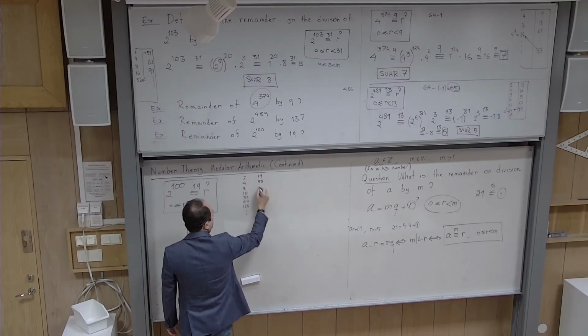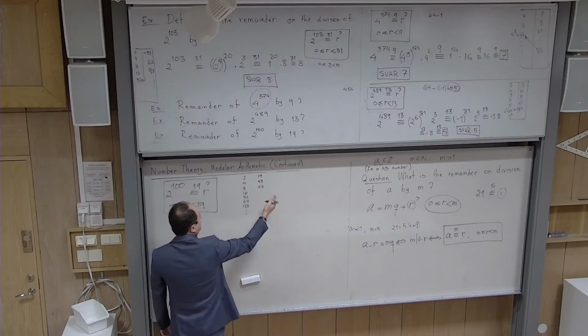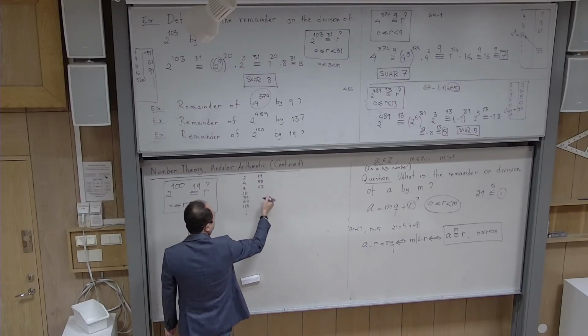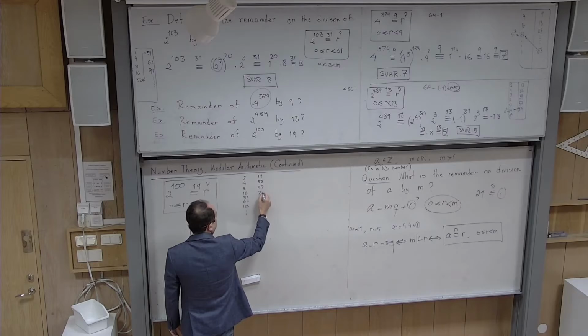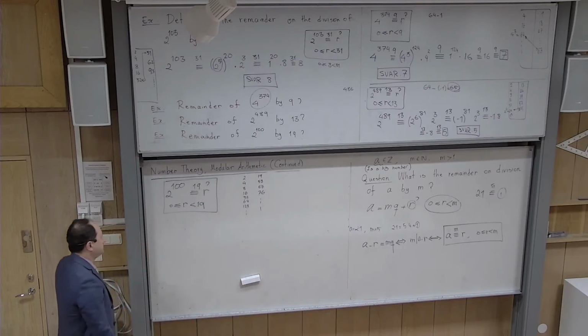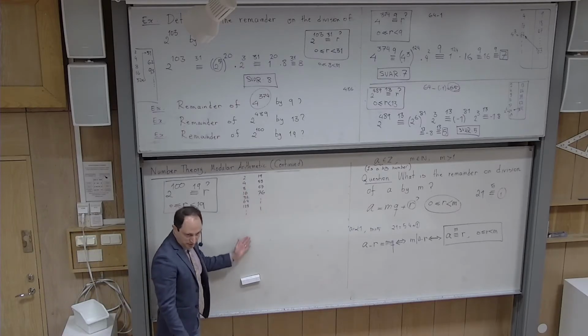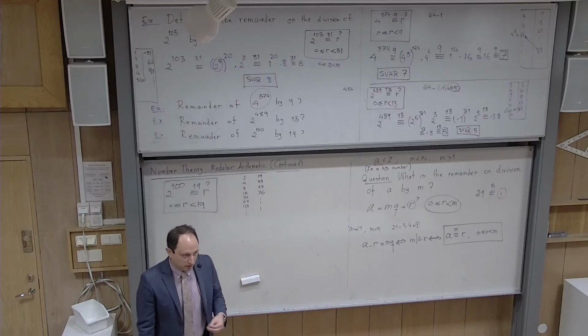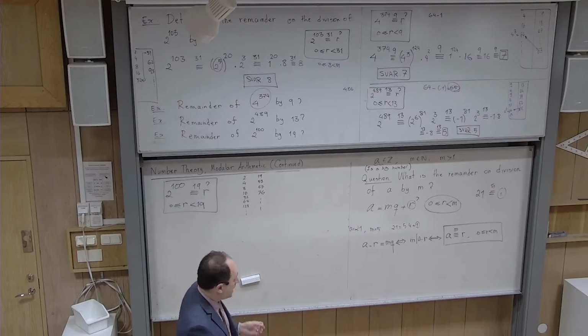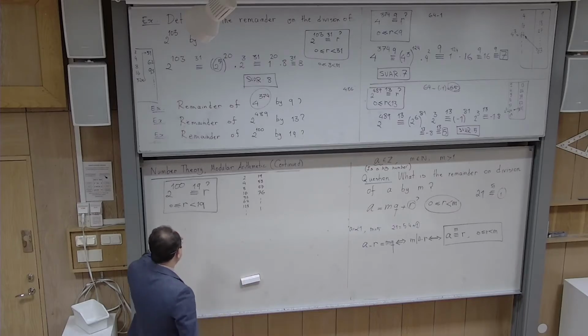3 times 19 is 57. And then 4 times 19 is how many? 76, and so on. Maybe if you are so patient, you will find the ideal situation down there in the list, but we cannot count on it. So at some point you should give up, and then you start doing this trick.